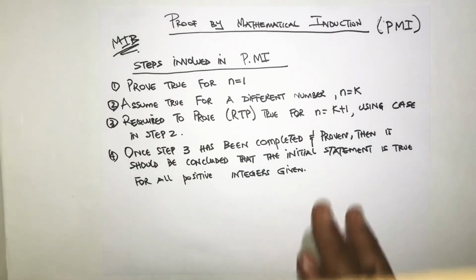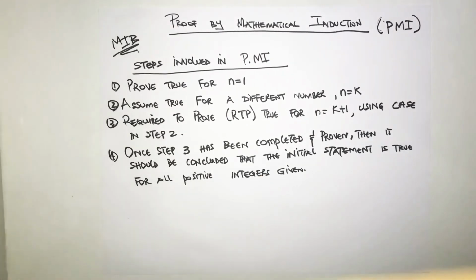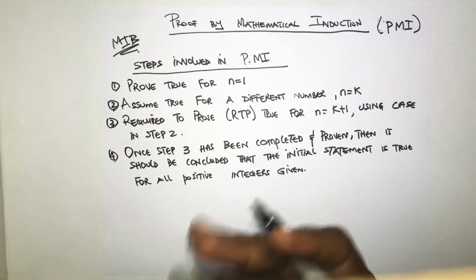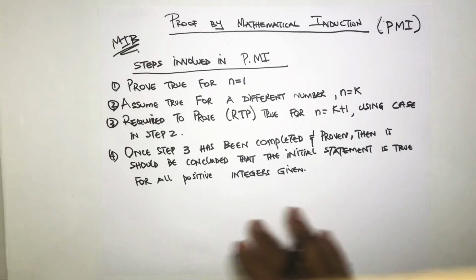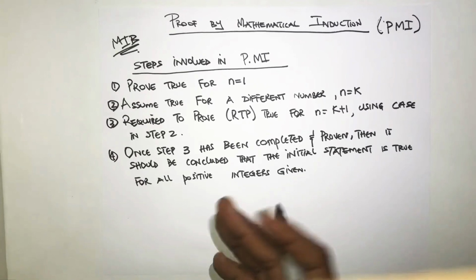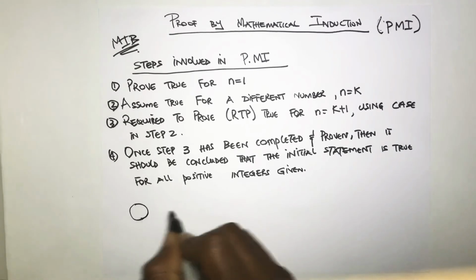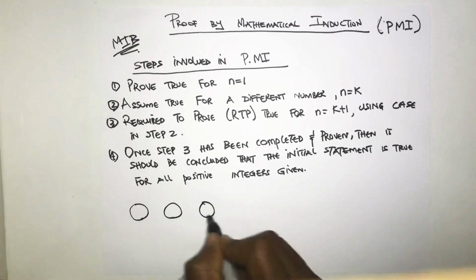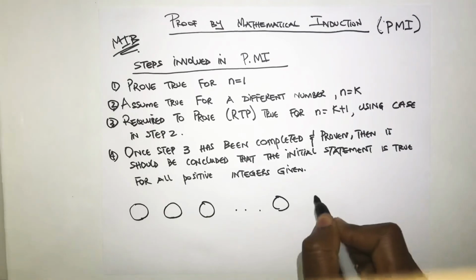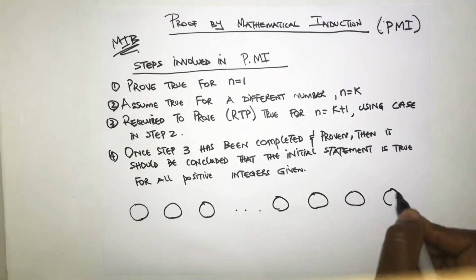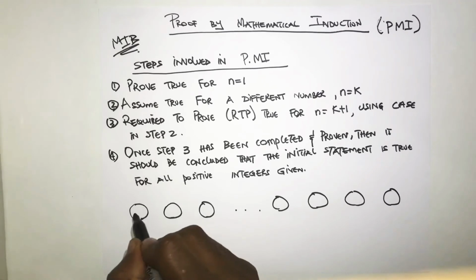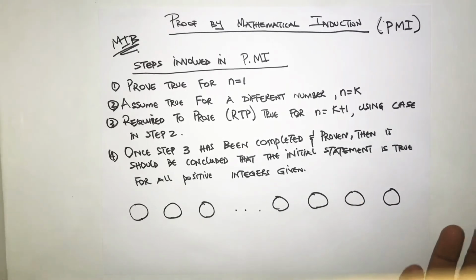Now let us look at the basis of mathematical induction. My reasoning is that the basis of mathematical induction is like a train of dominoes. Of course, we're going to use some circular dominoes for ease of graphing my explanation here. But let's just say we have some dominoes. These dominoes represent statements.